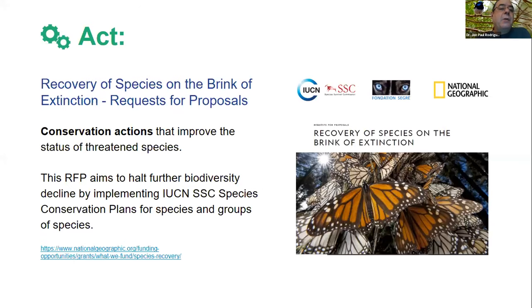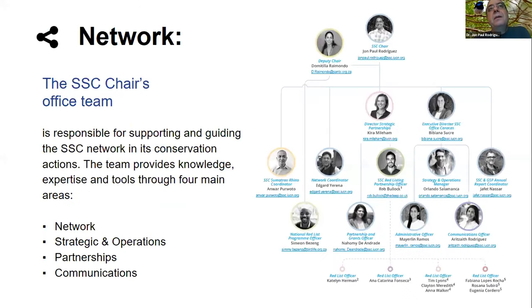Now, the network at the center of the Assess Plan Act, the Species Conservation Cycle, is the SSC network. And an important support for all of this is the chair's team. We have a team of about 18 people in 7 countries, all working to support the work of the network. And we focus on 4 primary areas: the network itself, strategic planning and operations, developing partnerships, and communications.